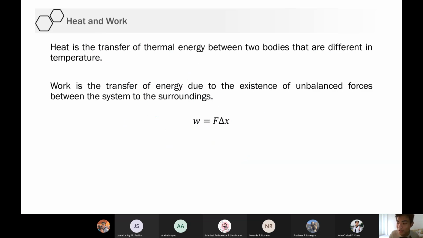Next one, diretso na tayo sa main topic. Kanina pa ako sabi ng main topic. Ano ba talaga main topic natin? Lahat. Okay. So let's proceed with the next one.